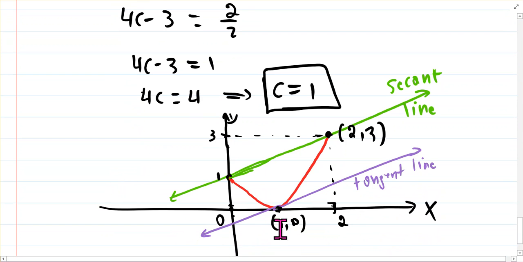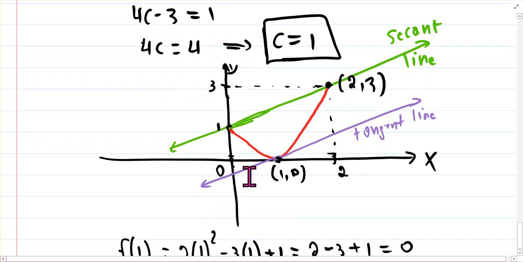So that c is somewhere between 0 and 2, where one line is going through these 2 points, 0, 1 and 2, 3. The other one is the tangent to the curve at c. The two lines are parallel. So that's the value of c we're looking for.